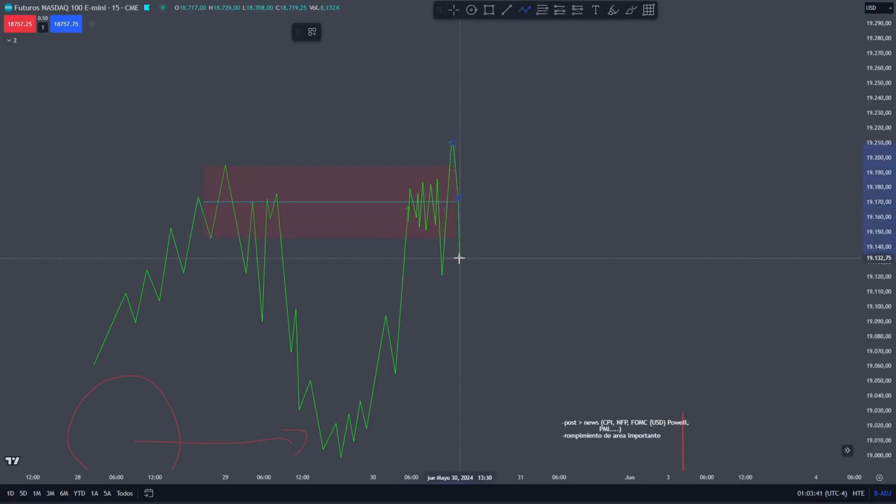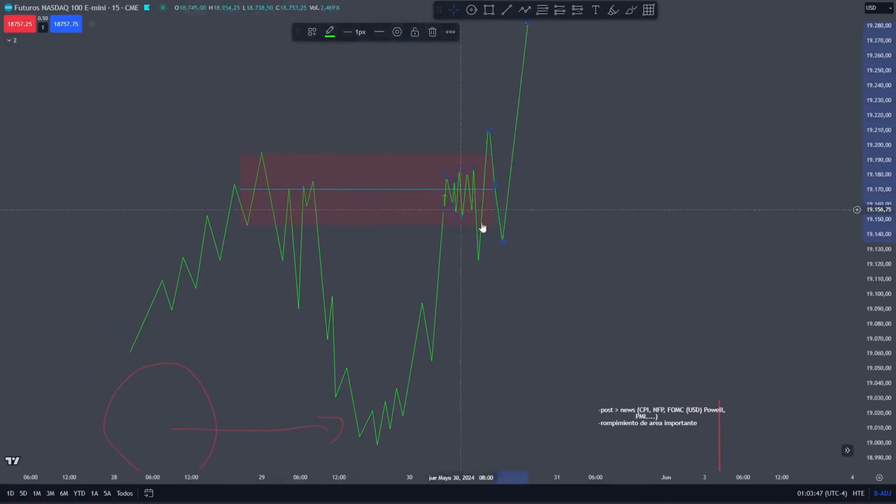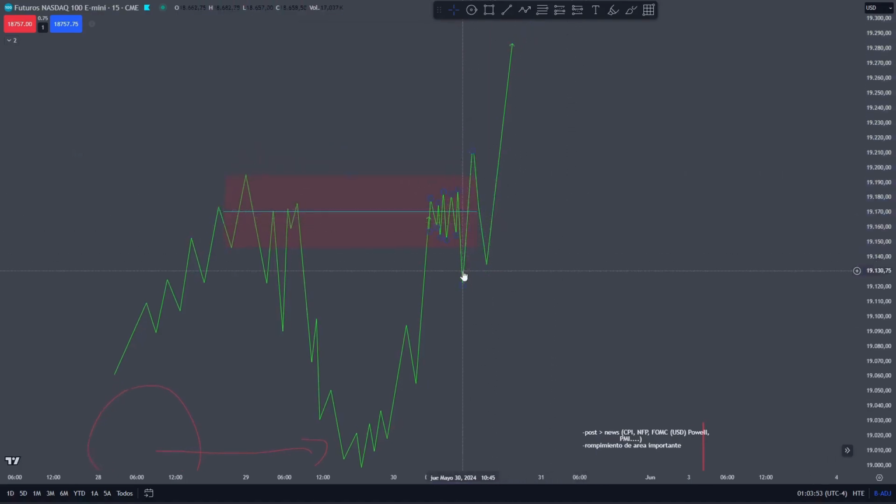A quick pullback to an origin, and then yes, the continuation usually happens like that when an important area is finally broken. I'm not referring solely and exclusively to a movement in this direction, but to the way the structure is built, which means the pullbacks can also be strong. They can be quite strong, but that area breaks.